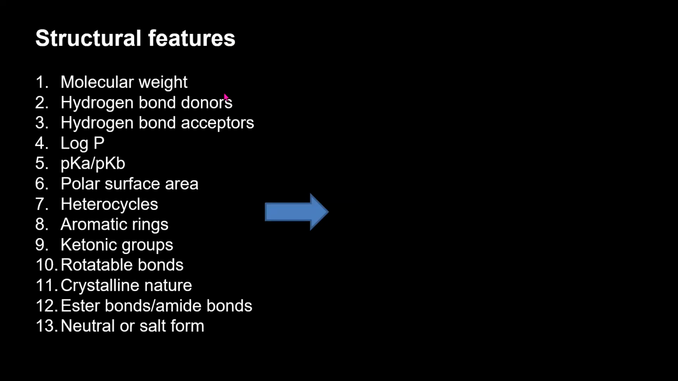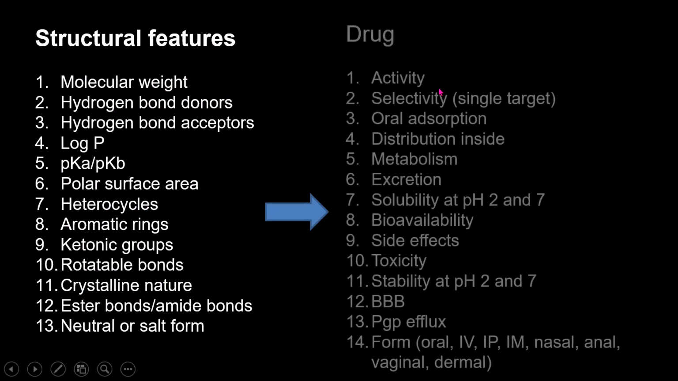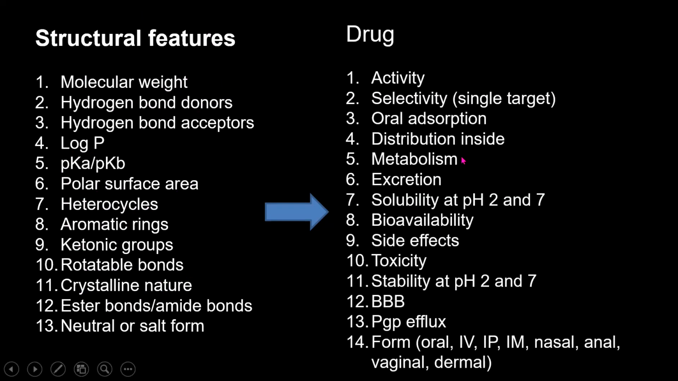As a chemist, you may have control over changing structural aspects, right? Molecular weight, hydrogen bond donors, hydrogen bond acceptors, log P, acidic dissociation, basic dissociation, polar surface area, how many heterocyclic groups, aromatic rings, ketone groups, rotatable bonds, crystalline, non-crystalline, ester bonds. All these things you can change. As a chemist, you are very good at synthesizing, so you will do a good job. But when you change all this, many of these things change. It is not that only one thing changes when I change one. Many things can change when I change one.